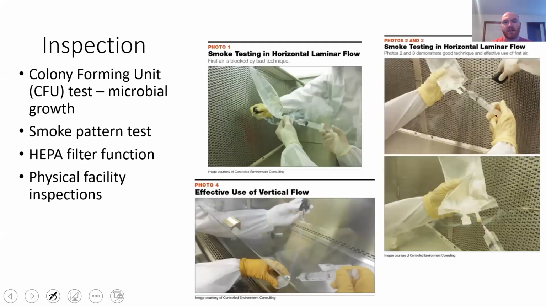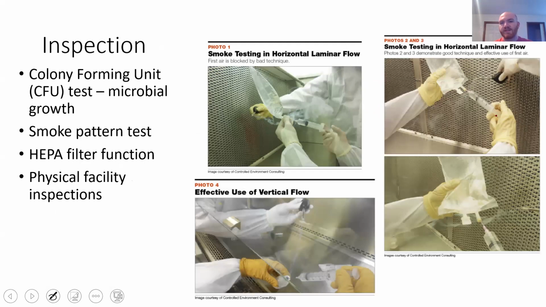So when you're getting inspected, there's a few different parts to this. One part is the colony forming unit. This is like a microbial growth test. I'm sure you all have seen the agar plates. What we have is the same material, but it's in a straight stick instead of the circular plate.